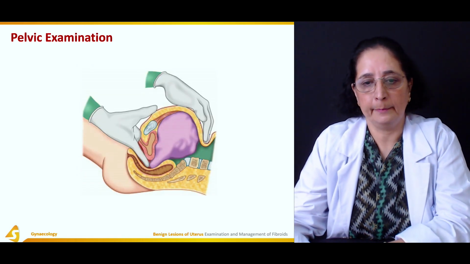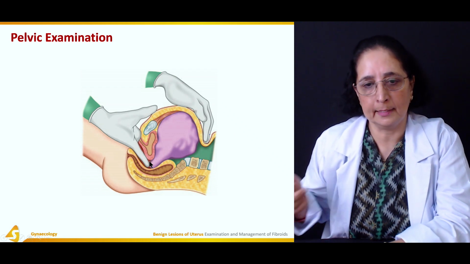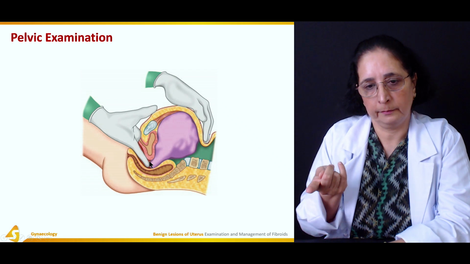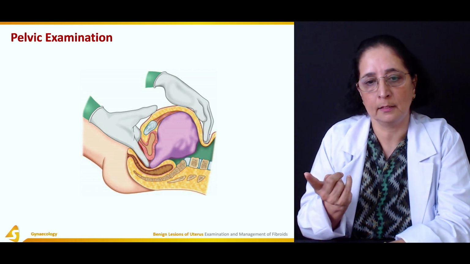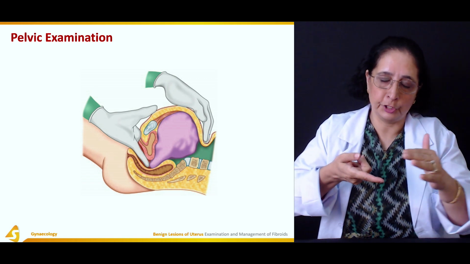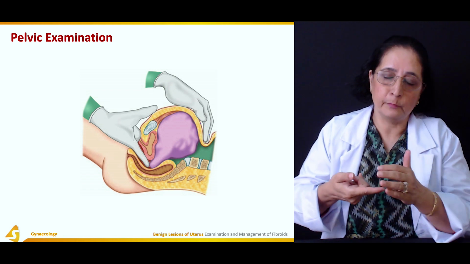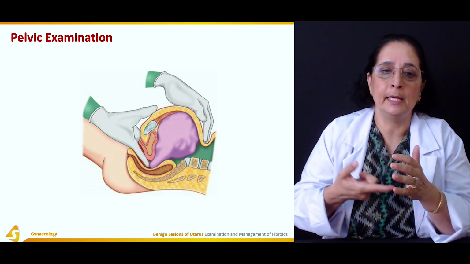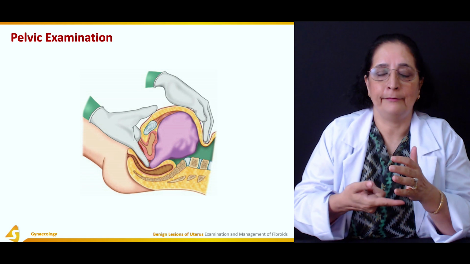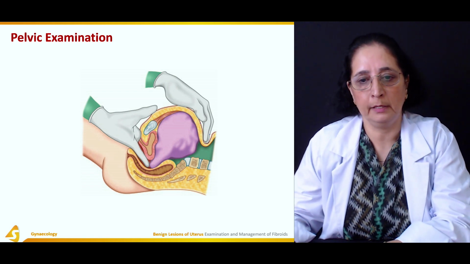Next, pelvic examination. This is the one-finger pelvic exam. The index finger is inserted into the pelvis, and then the other hand pushes the uterus and fibroid down, and when it moves down, it can be easily palpated or felt by the finger. So that is the pelvic examination of the fibroid.